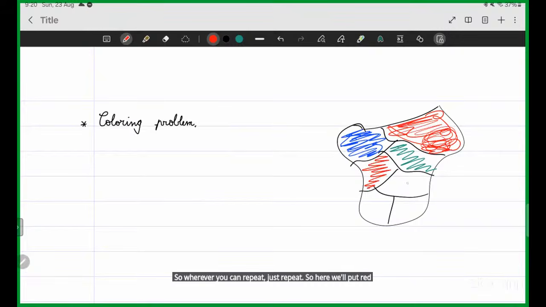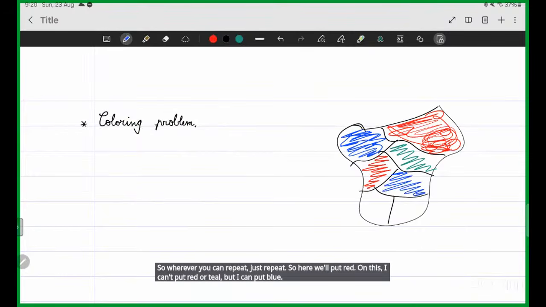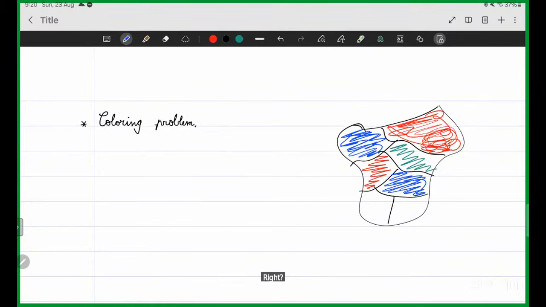On this, I can't put red or teal, but I can put blue. Blue. Right? Means the adjacent one would be of different color, right? Yeah, if the states share a border, then they should be of different color. Okay. So this is a valid coloring, right?